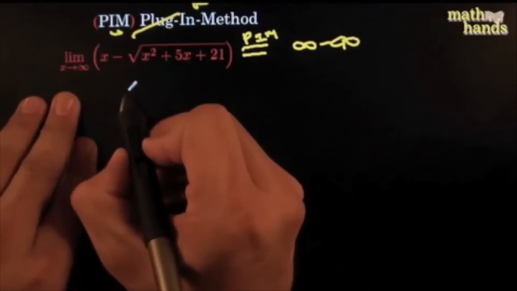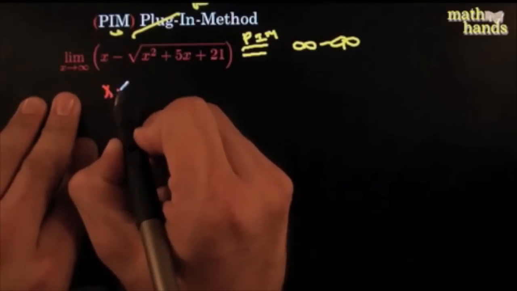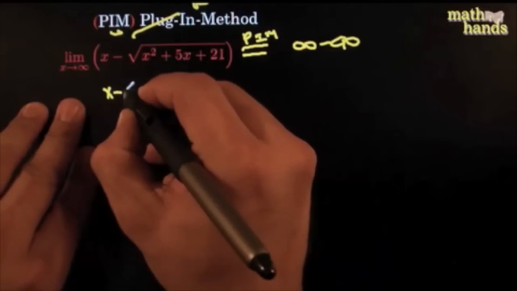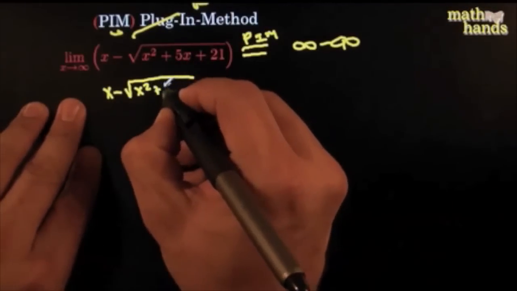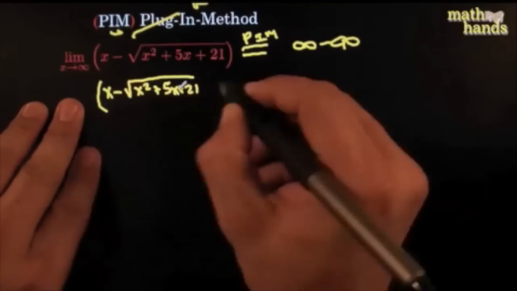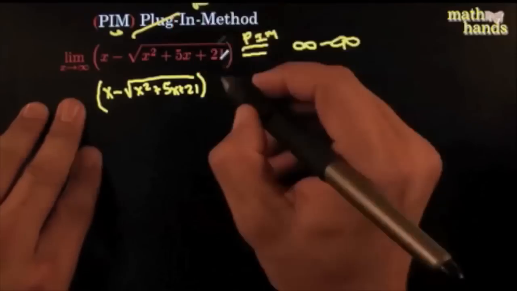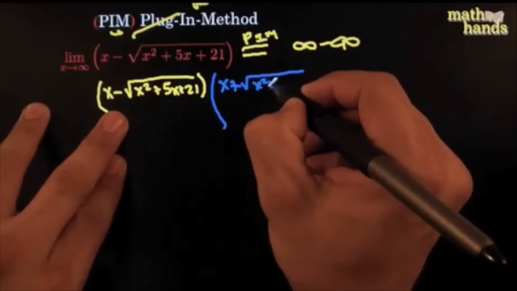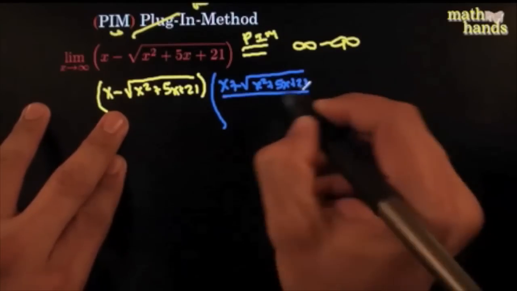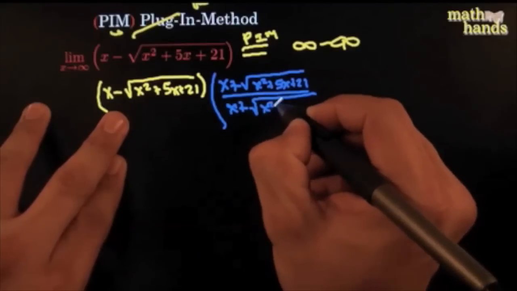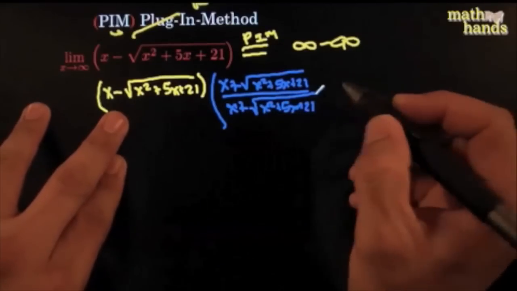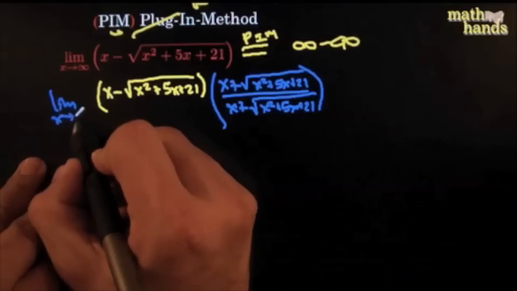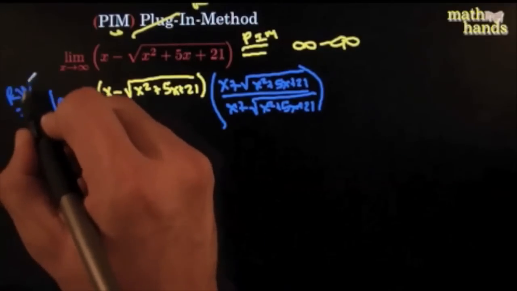Are you guys afraid? I'm not afraid. So I'm going to go with yellow, because yellow's mellow. x minus the square root of x squared plus 5x plus 21. I'm going to take this guy and multiply top and bottom by the conjugate, and the conjugate would be x plus the square root of x squared plus 5x plus 21 all over x plus the square root of x squared plus 5x plus 21. Yeah? And then see how it goes. And of course, you still got the limit here as x goes towards infinity. And of course, this is a rewrite, powerful rewrite.